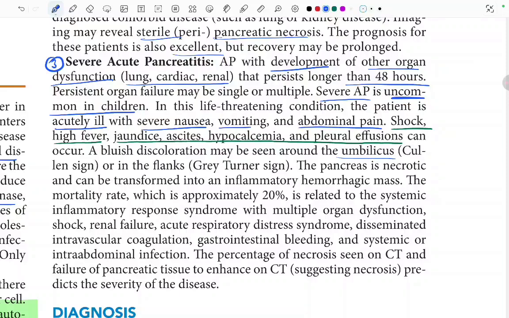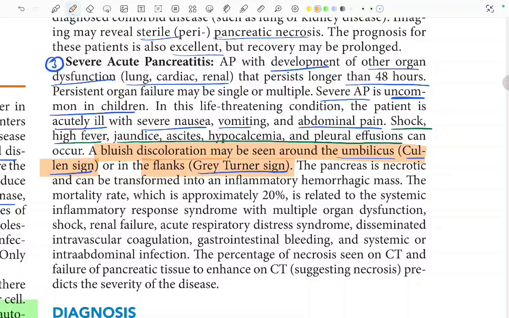Okay, that is Cullen sign, or in the flanks, that is Grey Turner sign. These two signs may be seen, and these two signs are actually important. A bluish discoloration may be seen around the umbilicus, that is called the Cullen sign, or if it is seen in the flanks, that is called the Grey Turner sign.